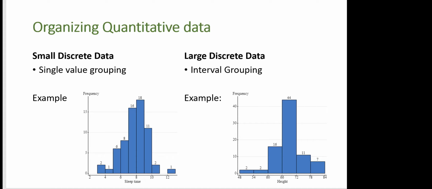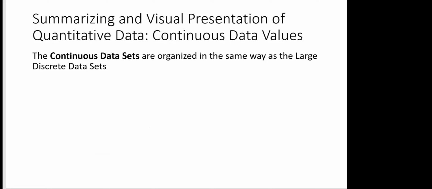Now, you may ask, what about the continuous data sets with continuous data values? Well, the continuous data sets are organized in the same way as the large discrete data sets. So you will have interval grouping. The only difference is that you may get some decimal values instead of just whole values, as we saw in the previous example.